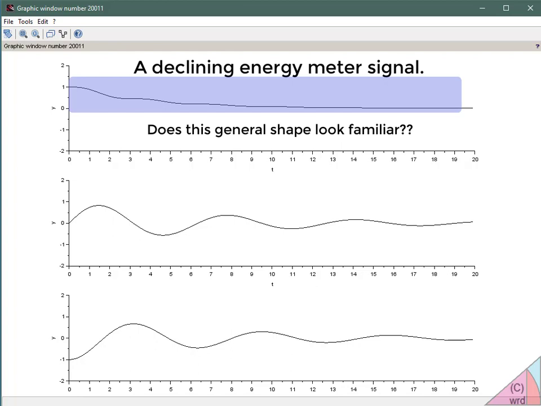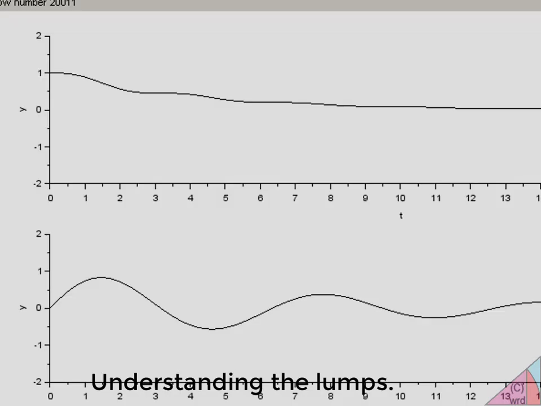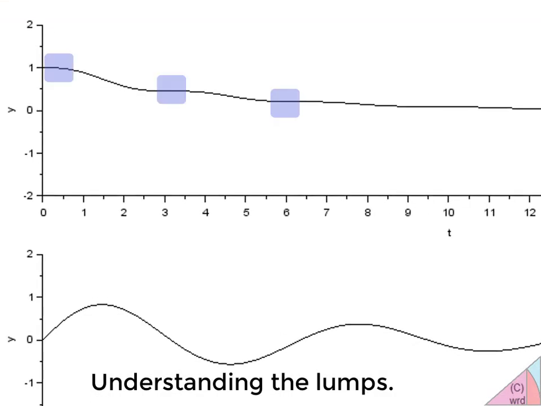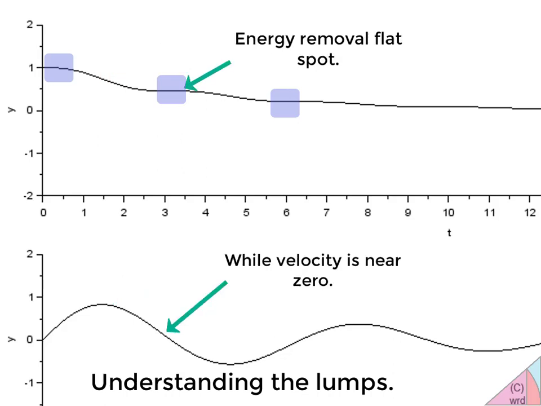Can we guess at the general shape of our reducing energy curve? If there is a lot of energy, our rate of energy removal is high. If there is little energy, our rate of energy removal is much less. This feels exponential. But we see lumps. What causes the lumps? We are only removing energy from the system when there is velocity. When the car body is peaking high or low, we have no velocity. There is no energy removal while position peaks.